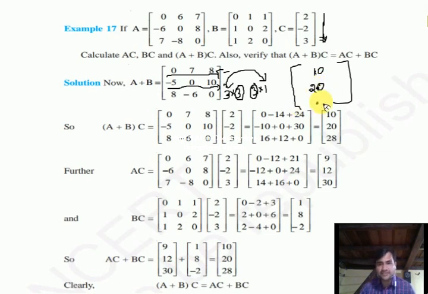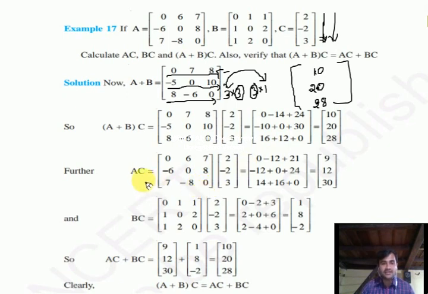After this, which position is it? This is third row, first column. You need to choose the third row from the first matrix and the first column from the second matrix. Again it will be 8 into 2 minus 6 into minus 2 plus 0 into 3. Therefore it is 16 plus 12 is equal to 28. So in a simple manner you can find this (A plus B) into C.